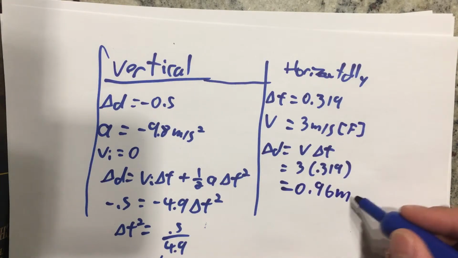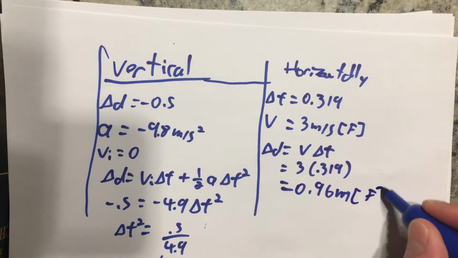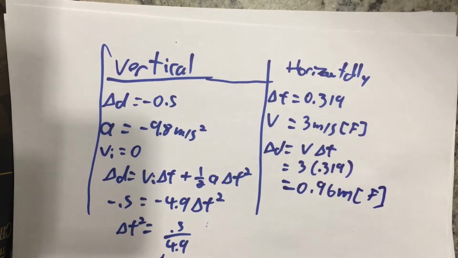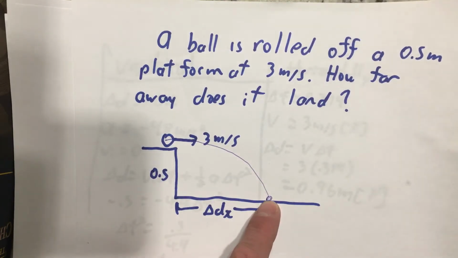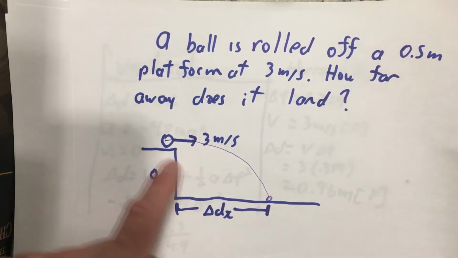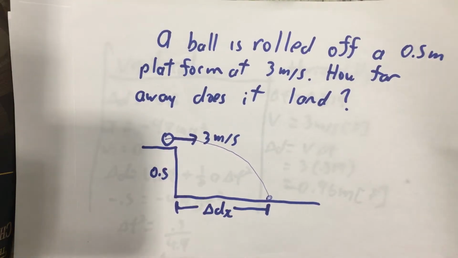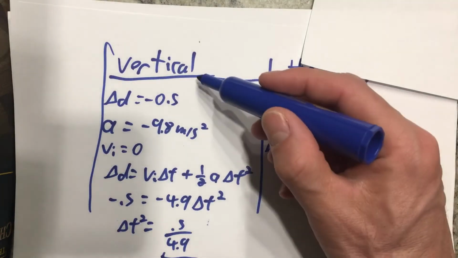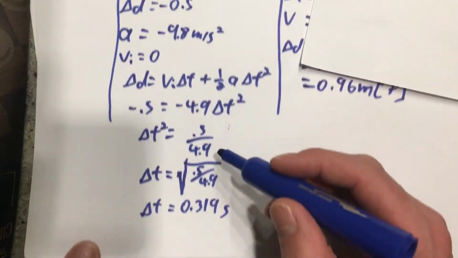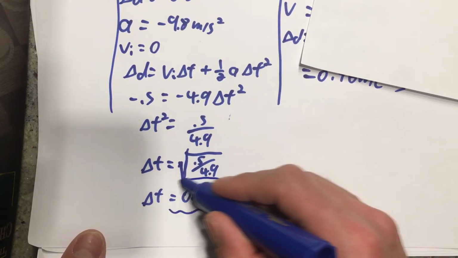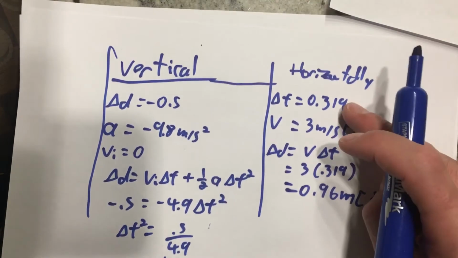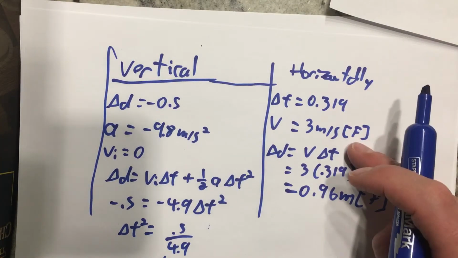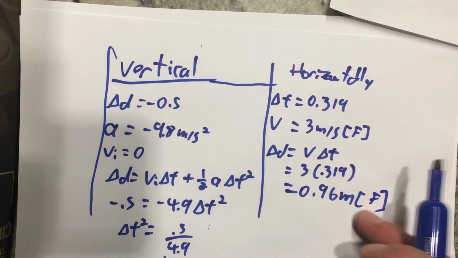And that's going to give us 0.96 meters forward. So this ball is going to land almost a full meter away from that platform if it's rolled off at 3 meters per second. We analyze the motion vertically to determine how much time it spent in the air, and then we use that time in conjunction with its horizontal component of velocity to figure out how far forward it went.